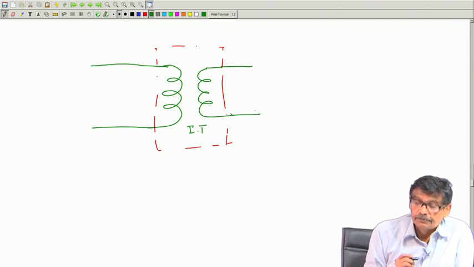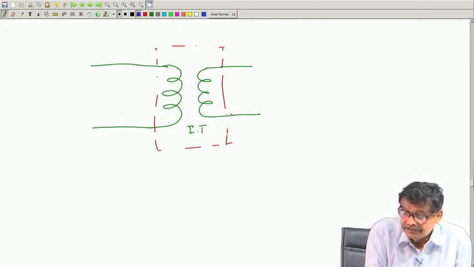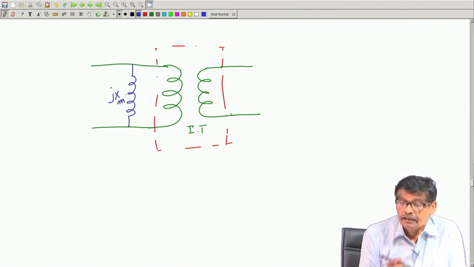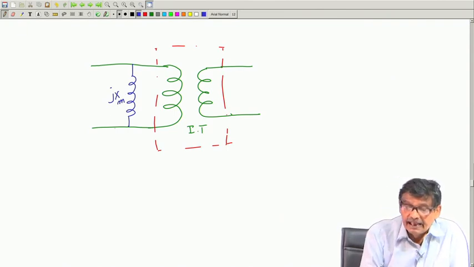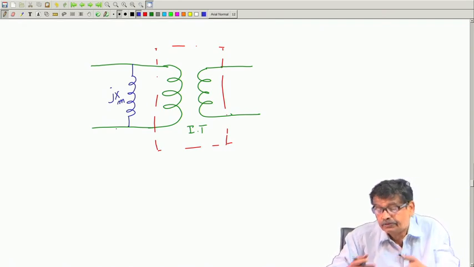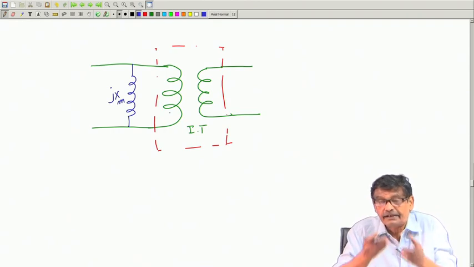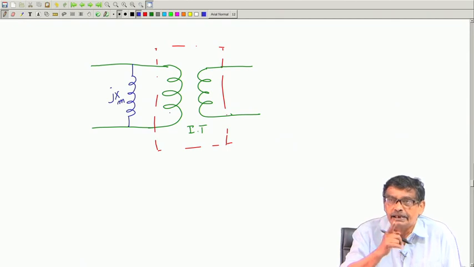This is an ideal transformer, and across it I will connect a reactance jXm, a fixed reactance. Mind you, this is not the primary coil. This is a reactance added to an ideal transformer, and I am saying it will correctly represent a practical transformer which is having only finite magnetizing current.